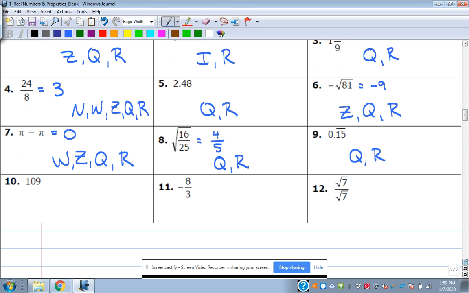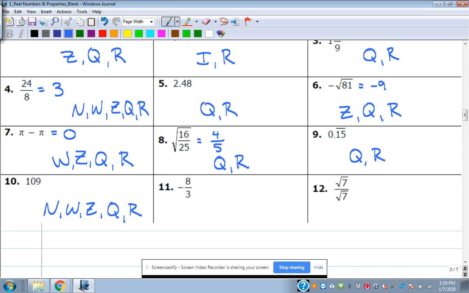Number 10 is a little easy. It was like an easy one to mix in there. 109. It's natural. And if it's natural, it's also whole. So integer, rational, real. Good job.